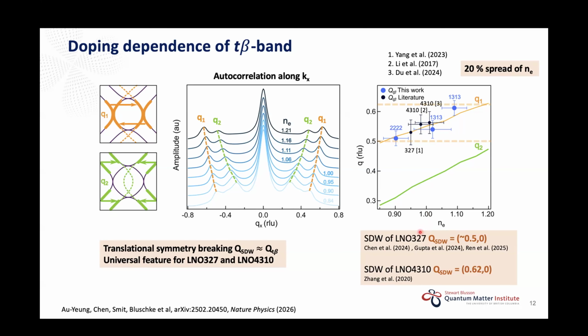And there is also a spin density wave translation factor that was published, for 327 and for 310. And then our translation factor is right within this range, so that we have this connection between the translation of the T beta band and also the spin density wave for both 327 and 310 systems.